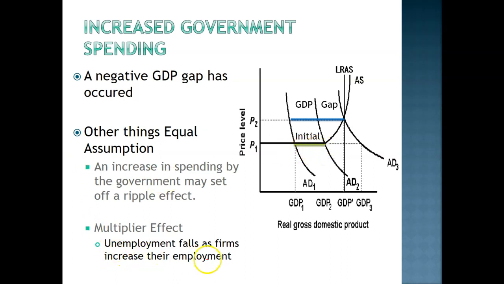So again, unemployment will fall as real GDP increases, unemployment falls. Or another way of saying that is there is going to be an increase in employment. So again, these are all discretionary policies or active policies.